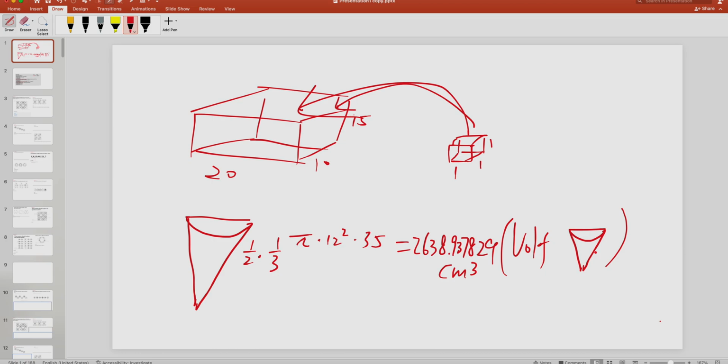Okay. So now this whole thing is melted. So they ask how many hemispheres with radius 2 cm I can make out of this volume. So in order to do that, you need to find out what's the volume of this hemisphere first.